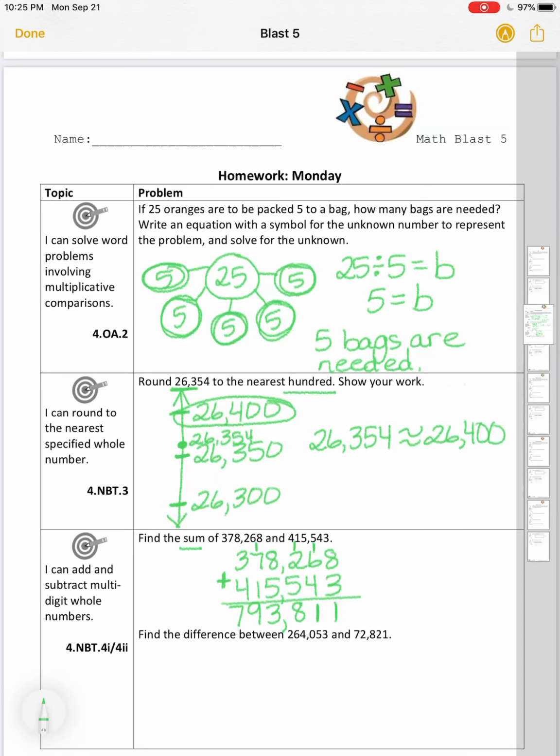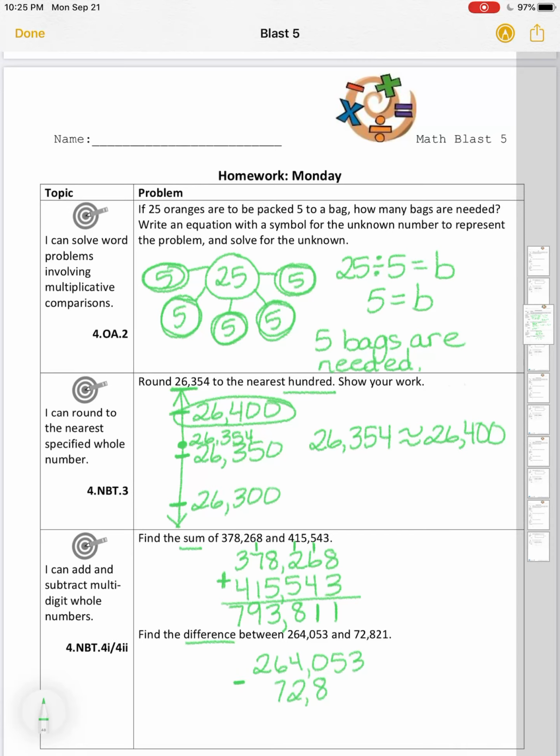Find the difference between 264,053 and 72,821. The difference is the answer to a subtraction problem. So again, I am going to set this up for a standard algorithm. I want to line up my place values so that I am subtracting like units.